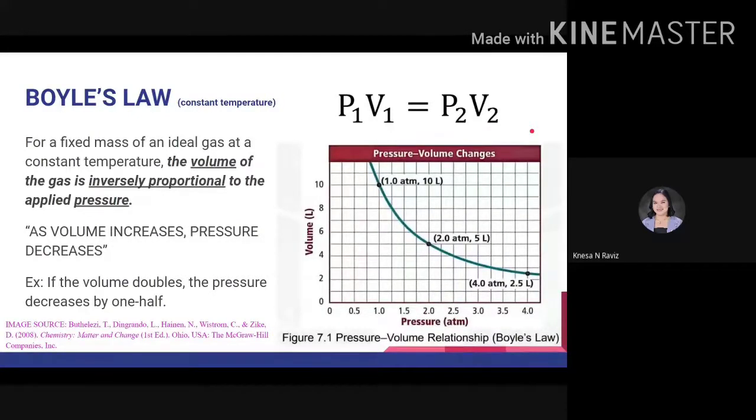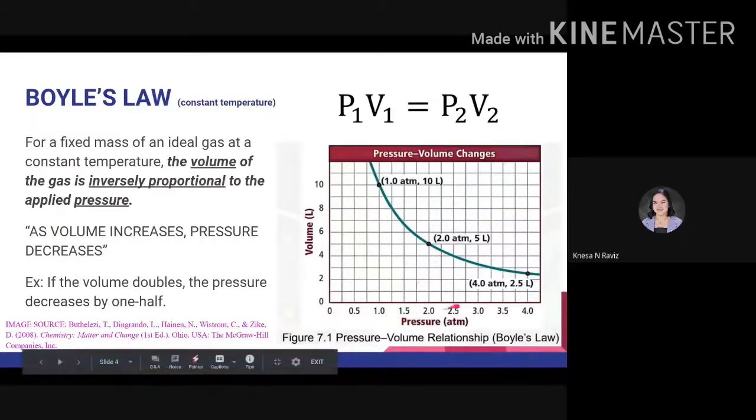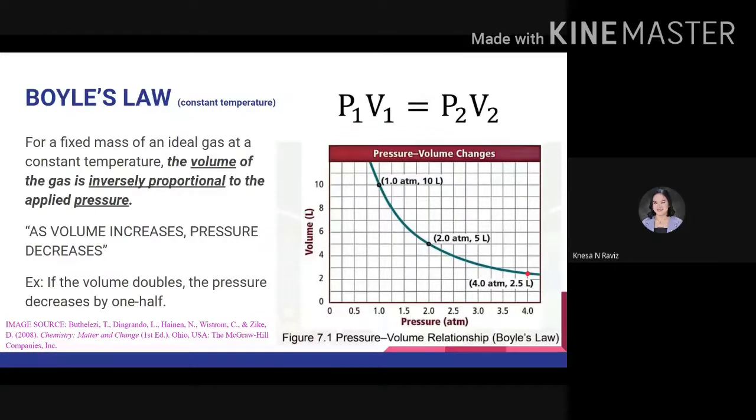For us to be able to understand this law better, here is a graph. On the x-axis, we have the pressure in atmospheres, and on the y-axis, we have the volume in liters. At this point, the volume of the gas is 2.5 liters, and the corresponding pressure is 4.0 atmospheres. If we double the volume to 5 liters, the corresponding pressure is equal to 2.0 atmospheres.